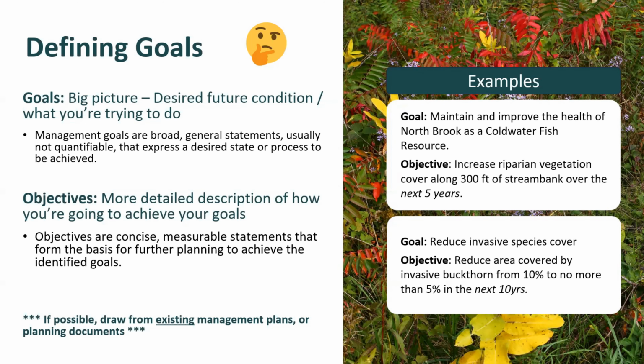Looking closer at our examples on this slide, you can see one goal and objective set relates to maintaining and improving the health of North Brook as a cold water fish resource. The objective might be to increase riparian vegetation cover along 300 feet of stream bank over the next 5 years. You can see how the goal is big and broad and the objectives are more detailed, describing how we're going to achieve those goals.